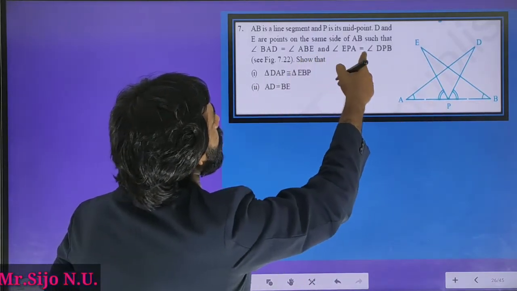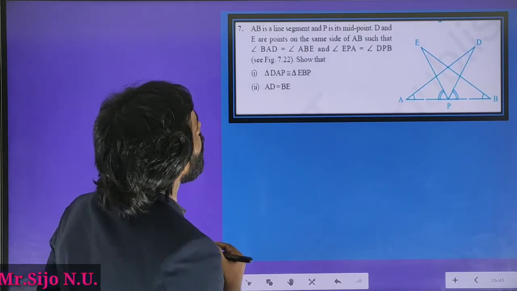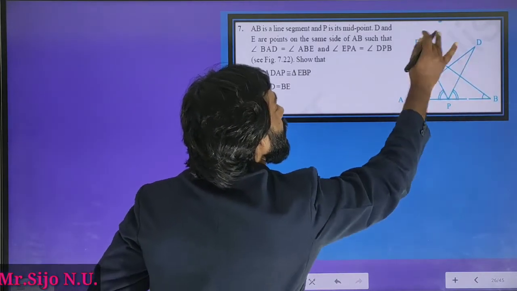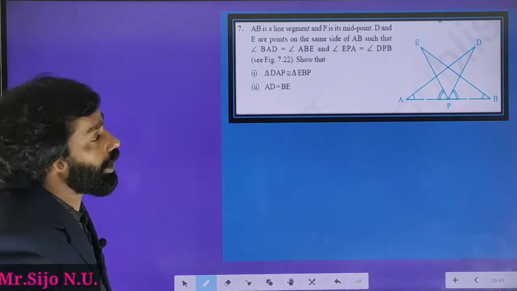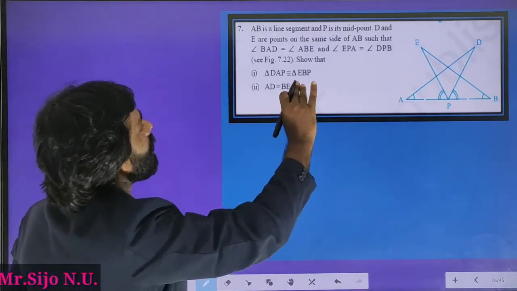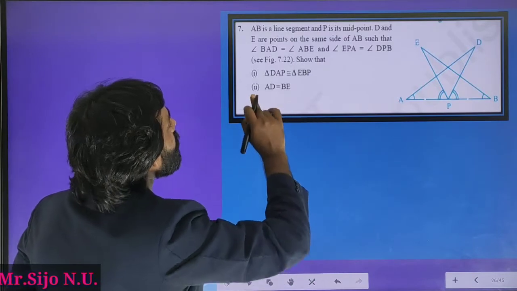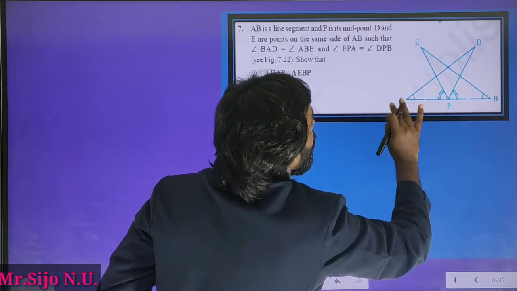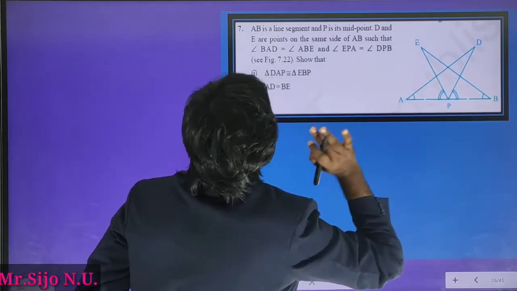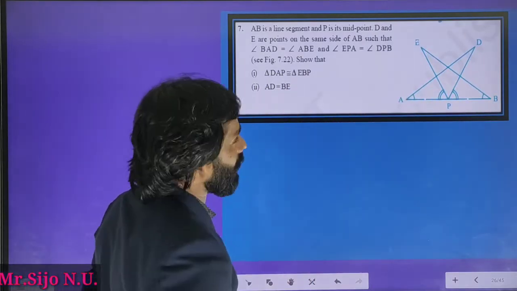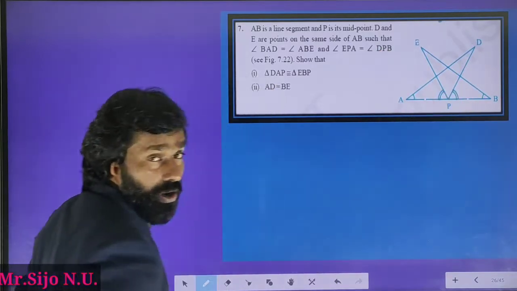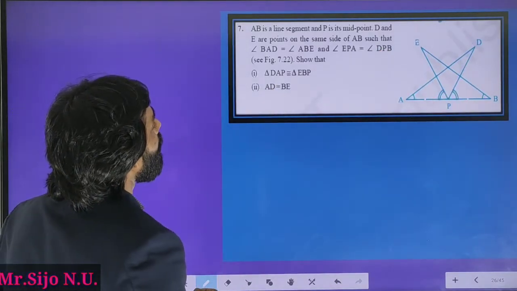And next one is, D and E are the points on the same side of AB. Okay, AB line, the same side. D, E are the points on the same side of AB, such that angle BAD, this angle, equal to this angle. Yes, it is already mentioned in that figure. And this angle equal to DPB. Yes, here it's mentioned. Okay, now we need to prove DPA.